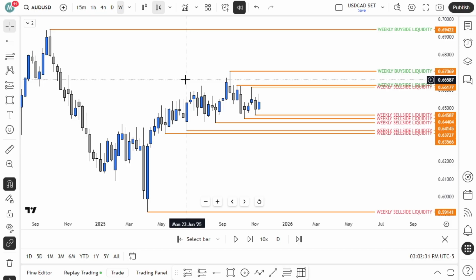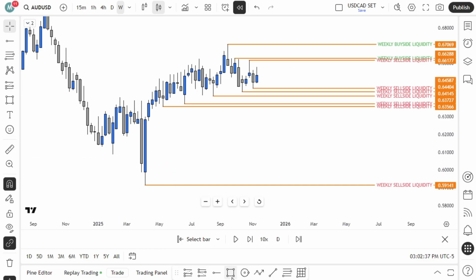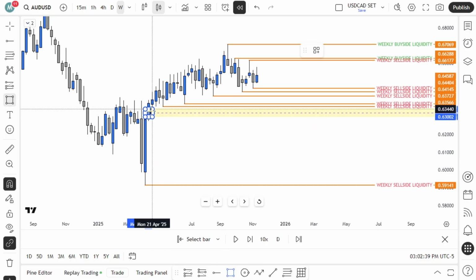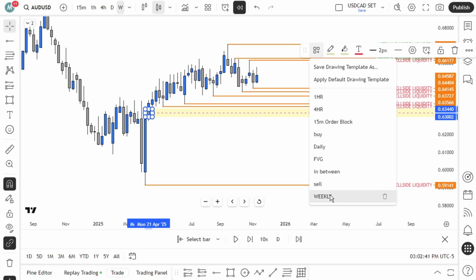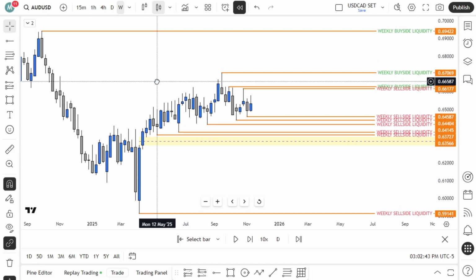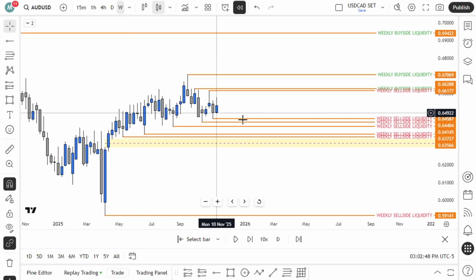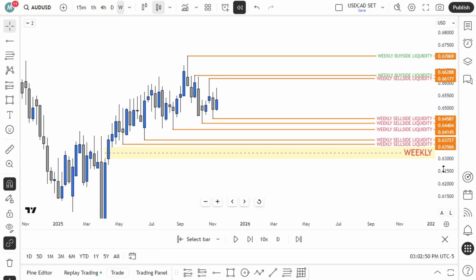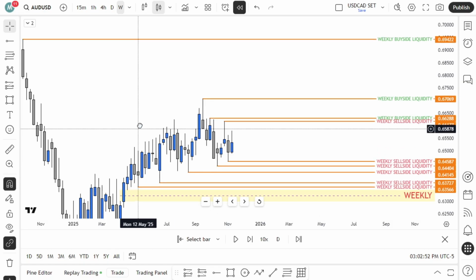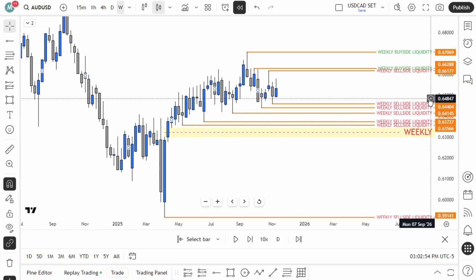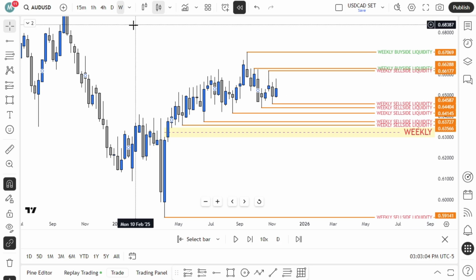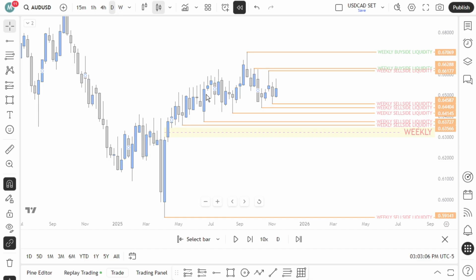So now let's look for fair value gaps within the weekly time frame. So we have this one right here, a clear visible one, weekly. And that's all of our visible weekly fair value gaps. Now that we've marked the weekly time frame, we can scale down and go to the daily time frame to mark out our areas of interest.